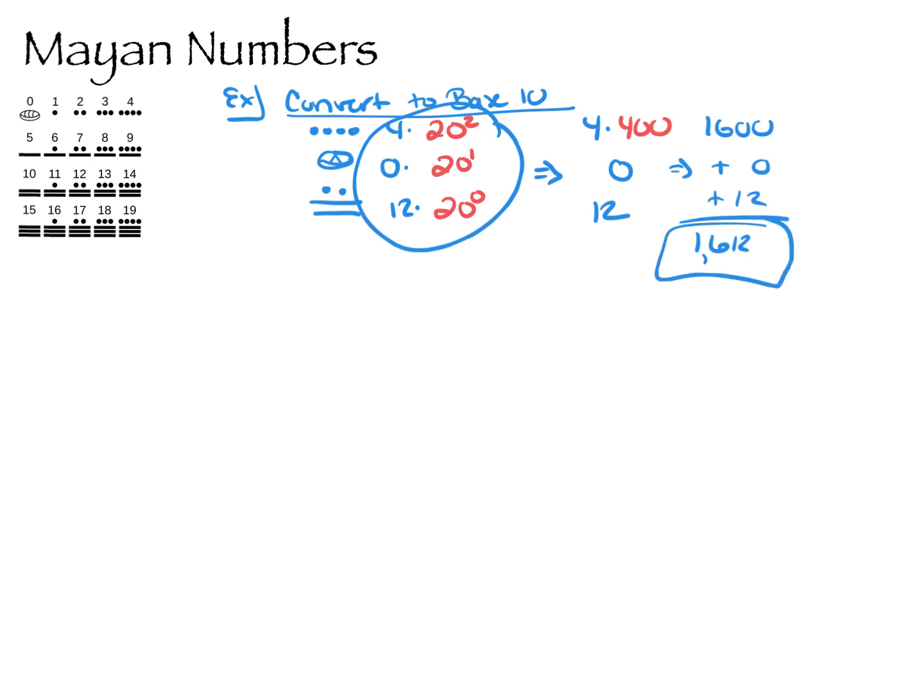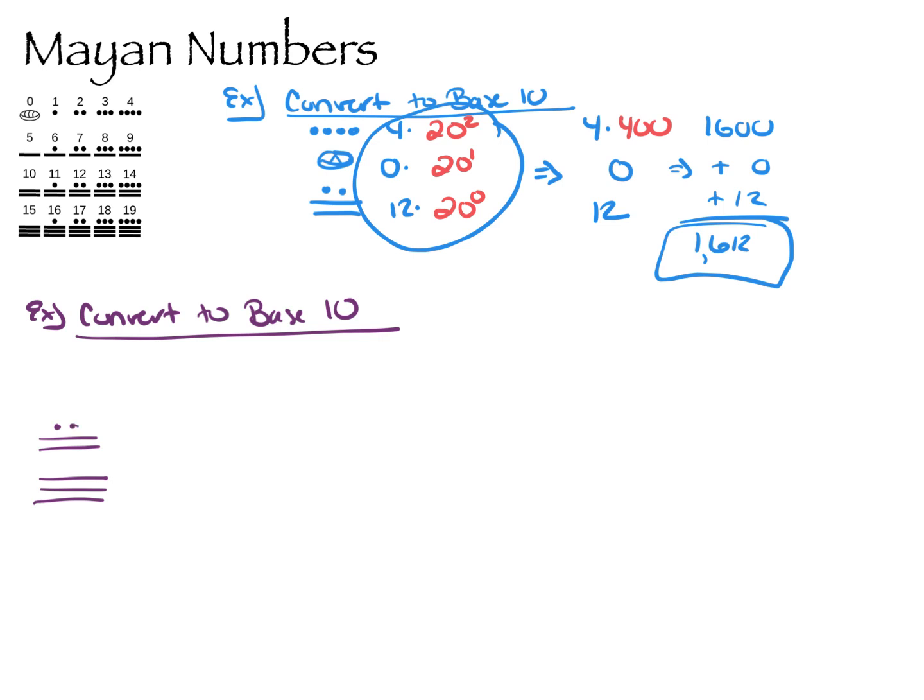Cool, let's try another one. Let's convert the following to base 10. We'll do 3 bars, then 2 bars and 2 dots, then a shell, and then 1 bar and 3 dots.